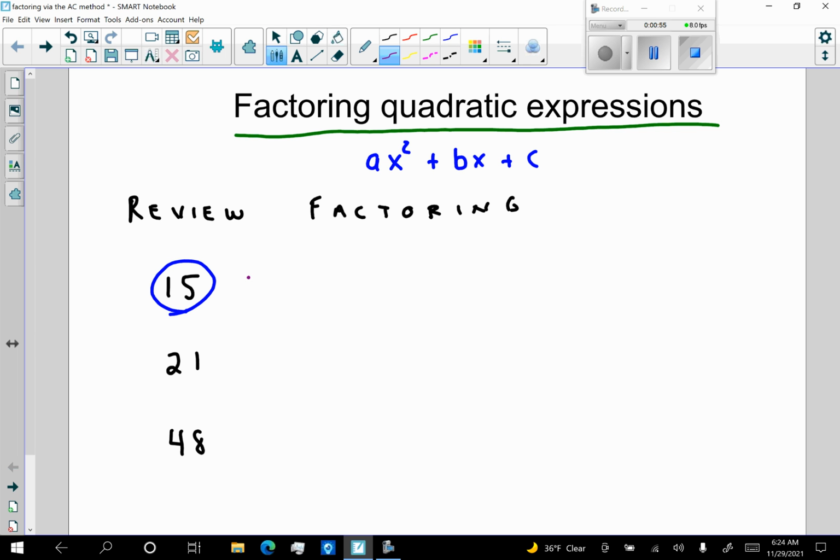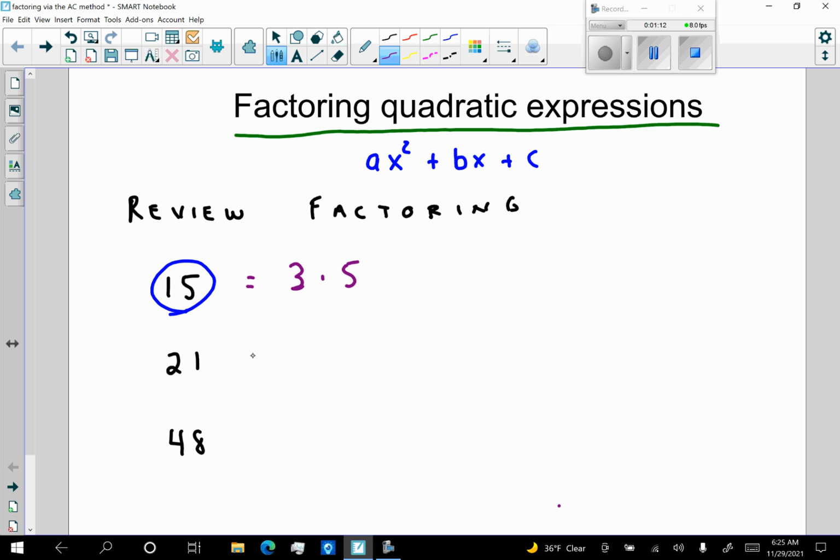Everybody in this class could certainly say, hey, that's 3 times 5. So 3 and 5, I have factored that. This is going to be 3 times 5 is 15. This is the factorization. 3 and 5 are factors of 15.